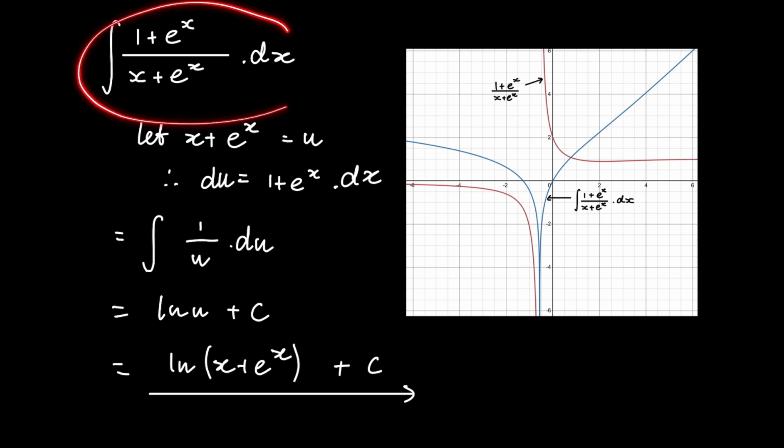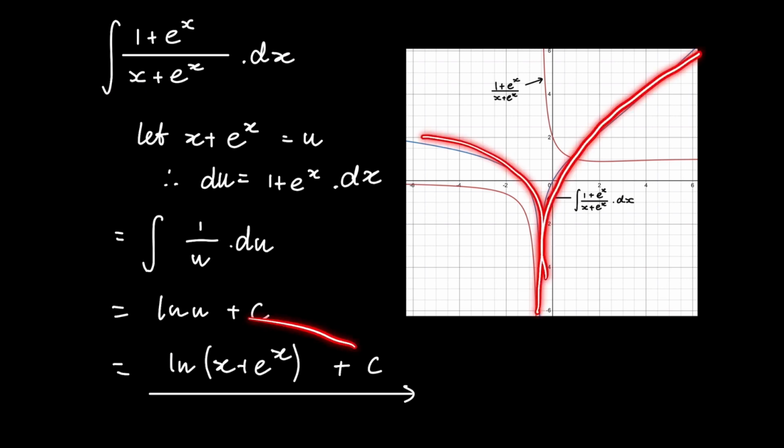So this solution right here, the solution to this integral, is this blue graph. And so this natural log, if this was an absolute value, would be this blue graph. But because it's not an absolute value, it's only this part of the graph.